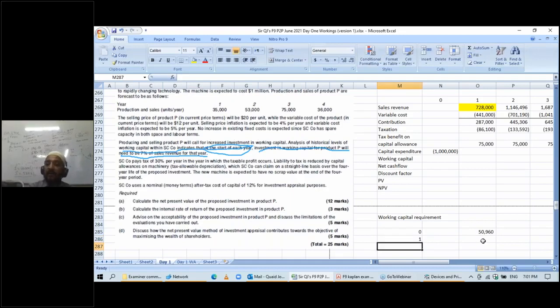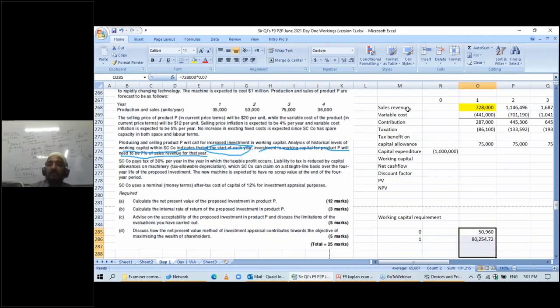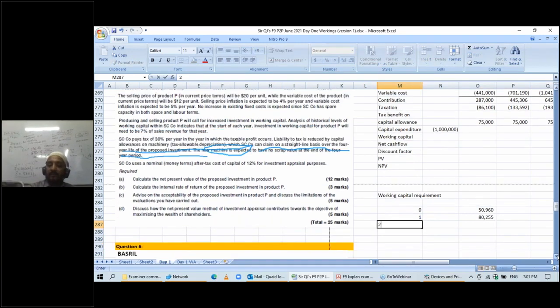Then by the end of year 1 or the beginning of year 2, which is the same thing, the sales is 1146,496. Take 7% of this. So the working capital requirement becomes 1146,496 into 7%. So see, it is creeping up. The working capital requirement is rising to 80,255.